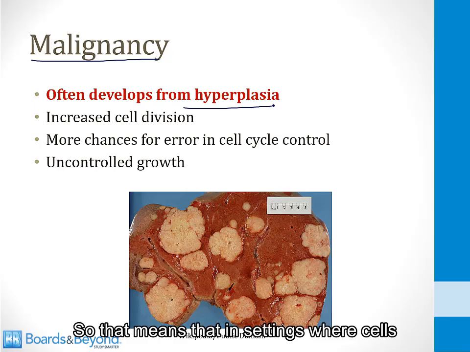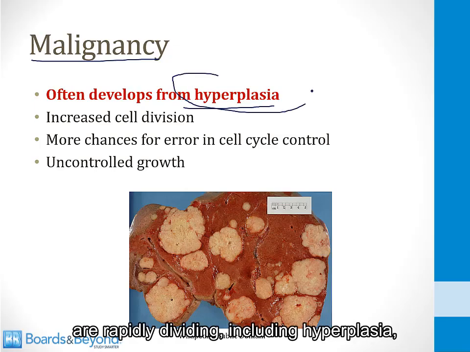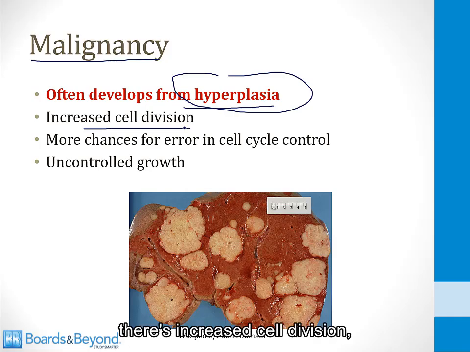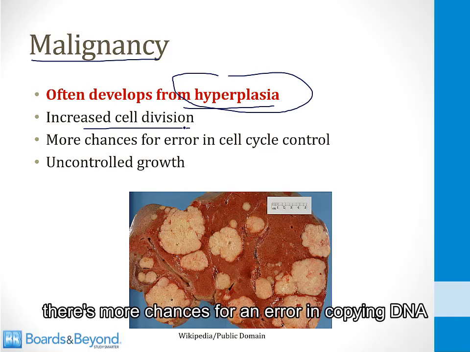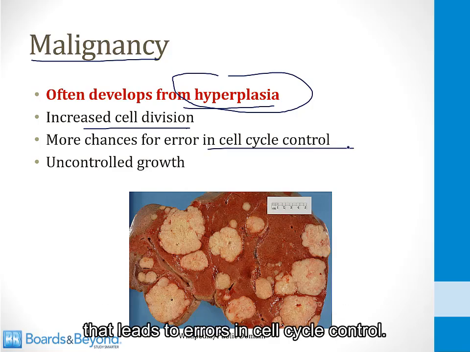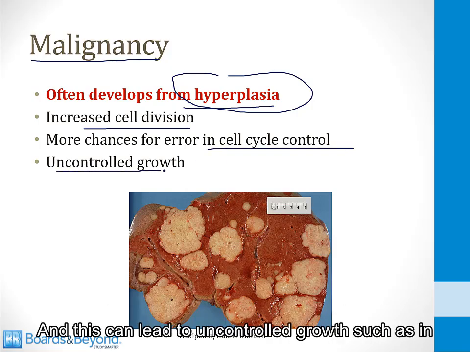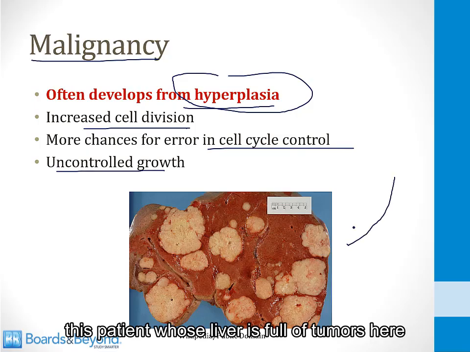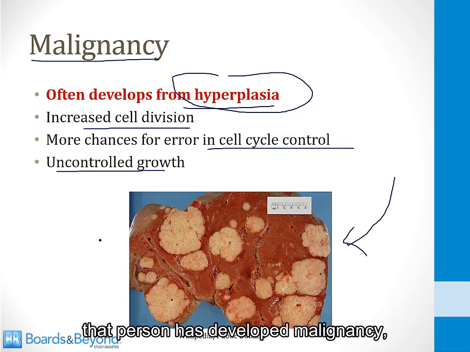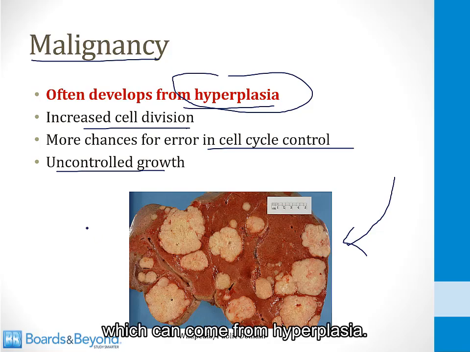So that means that in settings where cells are rapidly dividing, including hyperplasia, there is increased cell division, there's more chances for an error in copying DNA that leads to errors in cell cycle control, and this can lead to uncontrolled growth, such as in this patient whose liver is full of tumors here. That person has developed malignancy, which can come from hyperplasia.